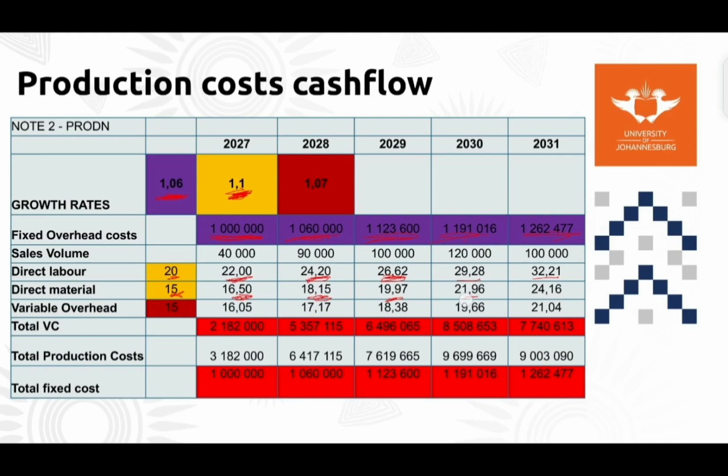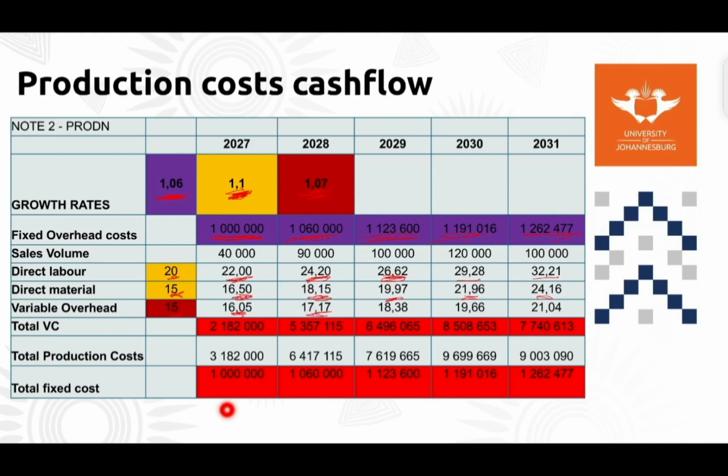So each year you are considering the price from before and its growth into the next year. Then the 15 rand, we were told, was growing at 1.07. This is for variable overheads. So you would say 15 multiplied by 1.07, and then you get your 16. And then you take your 16 and grow it by 1.07.